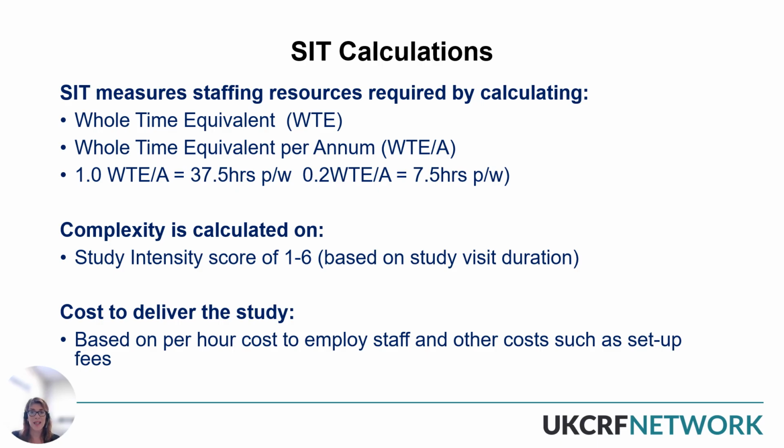The complexity is calculated on a study intensity score of between 1 and 6. A score of 1 is low and a score of 6 is high. And the cost function will calculate the staff costs to deliver the study, and you can add up other one-off costs into the template. It doesn't replace the national costing tool, but it is a useful adjunct to it. I will give more detail on the whole time equivalent and intensity calculations later on in the presentation.